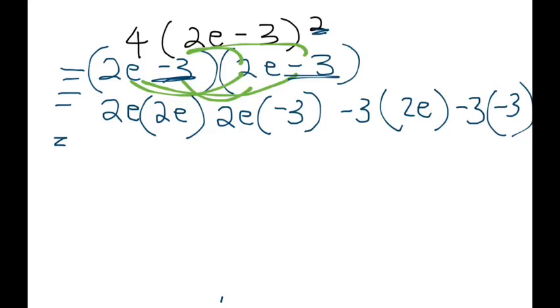So you have your 2 times 2, which gives us a 4. Then your e times e is e to the power of 2. Okay? Then we have plus 2e times your negative 3. So 2 times negative 3 gives us your negative 6. So then this is going to change. So we have a minus over here. So it will be minus negative 6e.